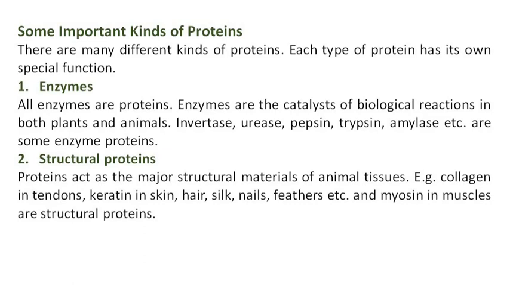Enzymes. All enzymes are proteins. Enzymes are the catalysts of biological reactions in both plants and animals. Invertase, urease, pepsin, trypsin, amylase, etc. are some enzyme proteins. Structural proteins. Proteins act as the major structural materials of animal tissues. For example, collagen in tendons, keratin in skin, hair, silk, nails, feathers, etc., and myosin in muscles are structural proteins.